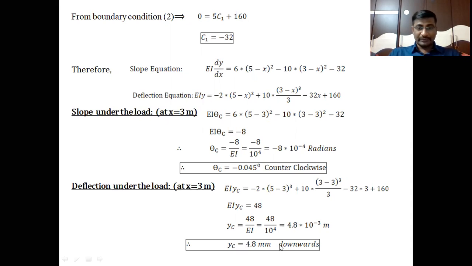Therefore, positive represents downward deflection. Downward deflection is positive. Upward deflection is negative. Clockwise slope is positive. Anti-clockwise slope is negative. Here the minus sign came in the slope equation. That negative sign is the counterclockwise direction. A positive value is there in the deflection equation. Therefore, the positive sign represents downward deflection. These are the slope and deflection under the load at point C.